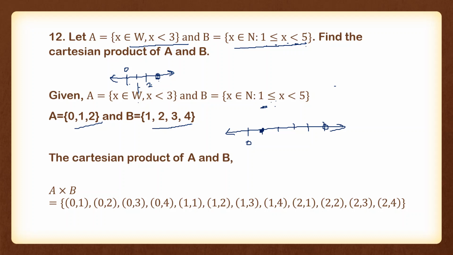So the Cartesian product of A and B we can find out easily now. 0,1; 0,2; 0,3; 0,4. Basically, first element with all, then second element with all, and third element with all. So this is the final Cartesian product.